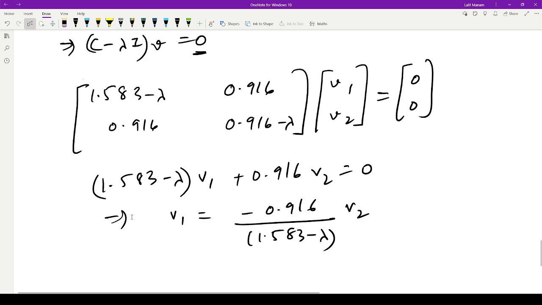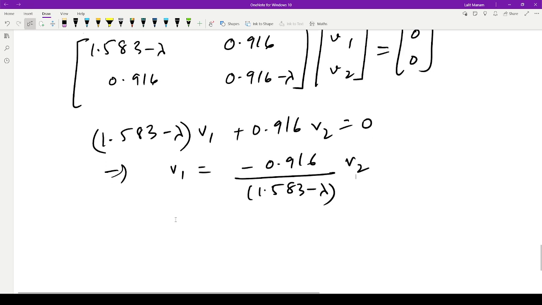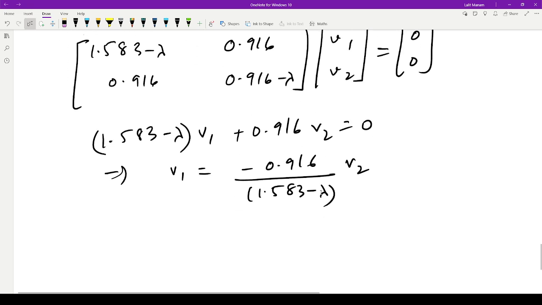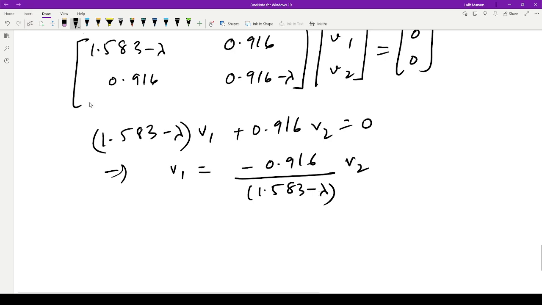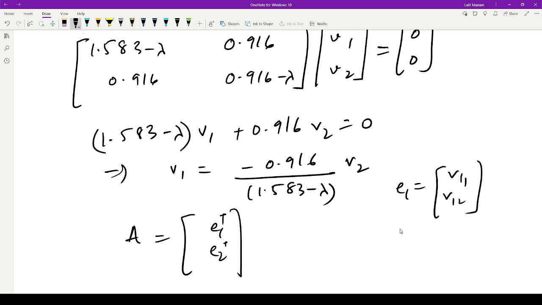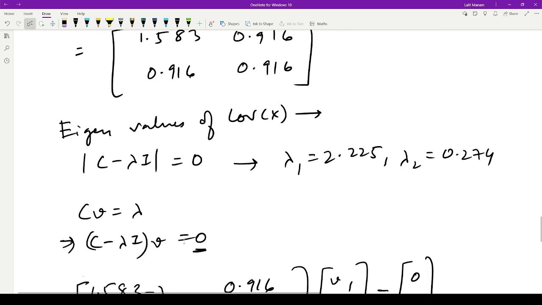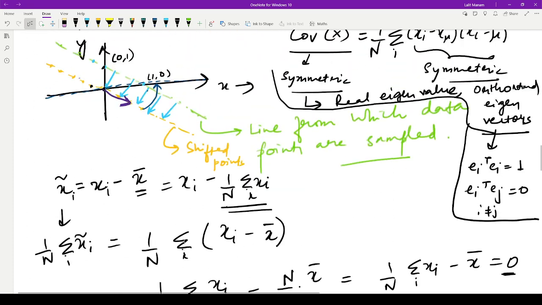You have the relation between v1 and v2. Just fix one of them. If you fix v2 as 1, you will get the corresponding v1. And again, do the same for lambda 2. Is it fine? Given this, you will get the eigenvectors. And once you get the eigenvectors, what is it that you need to do? Arrange them as rows, like your E1 transpose and E2 transpose, where E1 is V11, V12, and E2 is V21, V22. Just arrange them and that's the whole thing.